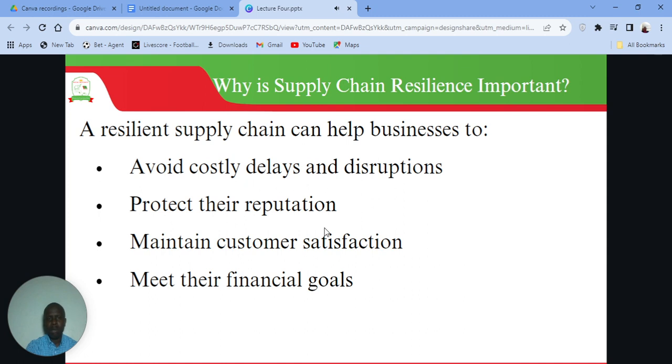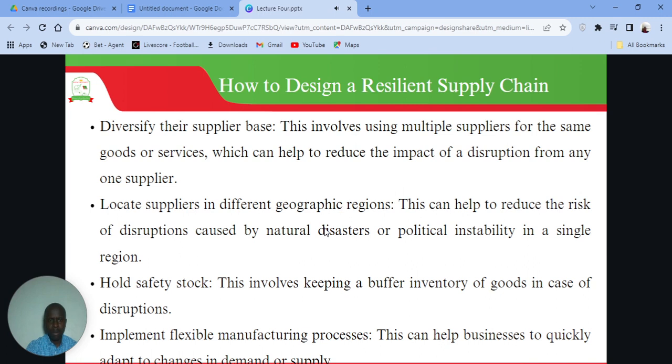Now, why is supply chain resilience important? Number one, we are able to avoid costly delays and disruptions that might affect our supply chain activities. We will also be able to protect the organization's reputation, and also be able to maintain customer satisfaction. And finally, through being resilient, we will also be able to meet our financial goals and objectives.